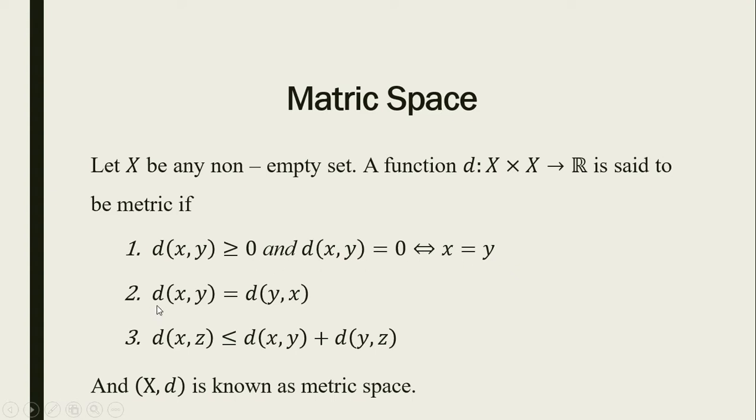Second condition, distance of x,y is equal to distance of y,x. Third condition, distance of x,z is less than or equal to distance of x,y plus distance of y,z. If all conditions are satisfied, then (X, d) is known as a metric space.